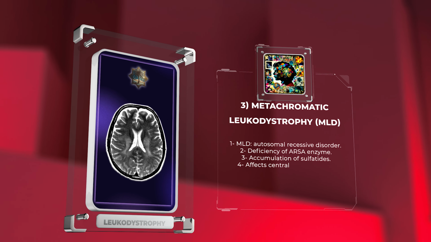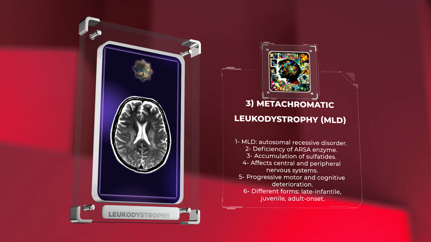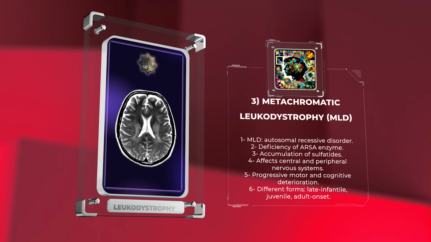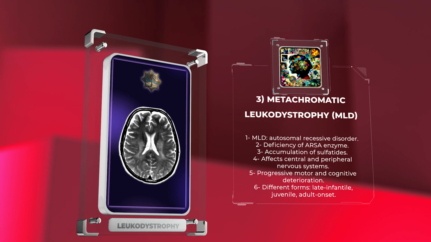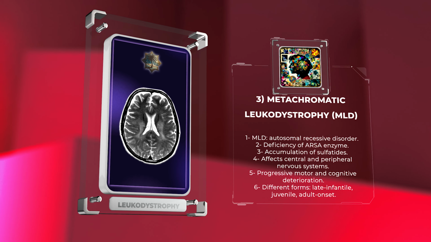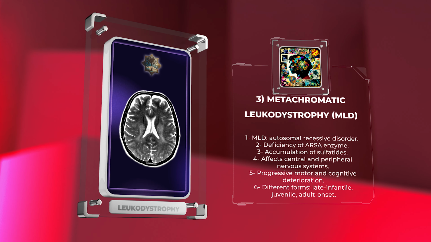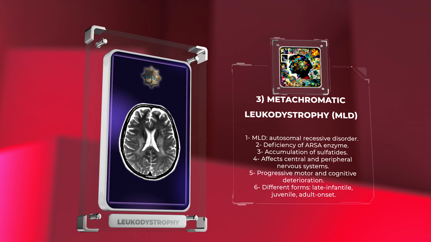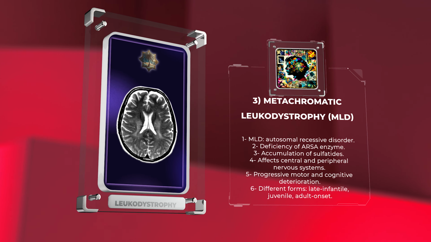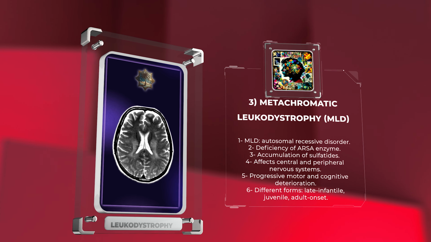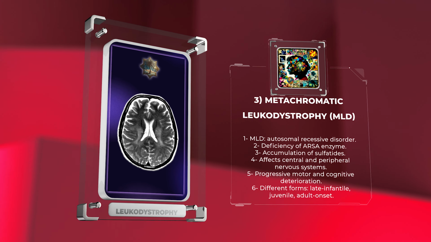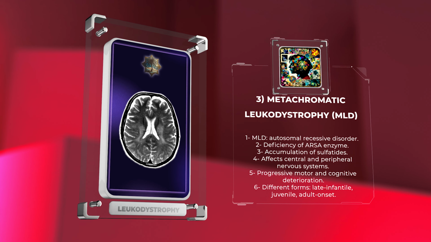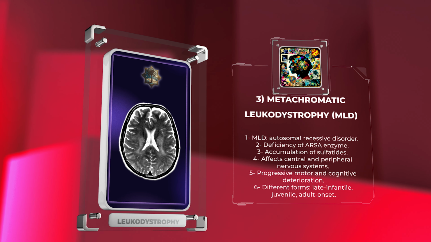MLD is an autosomal recessive disorder caused by the deficiency of the enzyme arylsulfatase A, ARSA, leading to the accumulation of sulfatides. The disease primarily affects the central and peripheral nervous systems, resulting in progressive motor and cognitive deterioration. Different forms of MLD exist, including late infantile, juvenile, and adult onset types. Early diagnosis through genetic testing and neuroimaging is vital for appropriate management and supportive care.